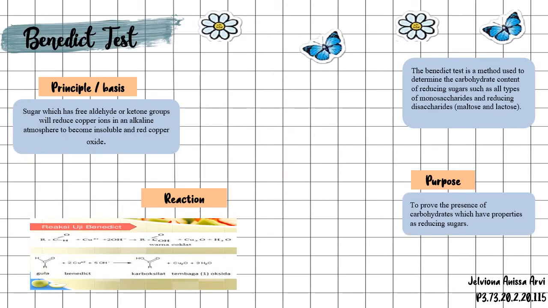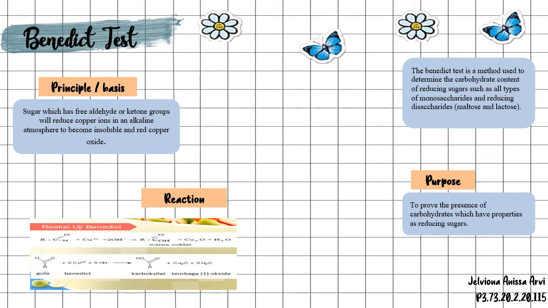And now the Benedict test. The Benedict test is a method used to determine the carbohydrate content of reducing sugar, such as all types of monosaccharide and reducing disaccharide, like maltose and lactose. And the purpose of this test is to prove the presence of carbohydrate which have property as a reducing sugar.